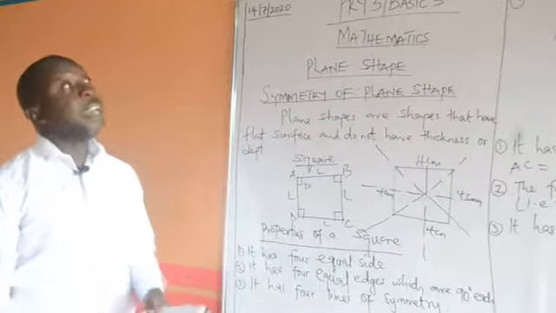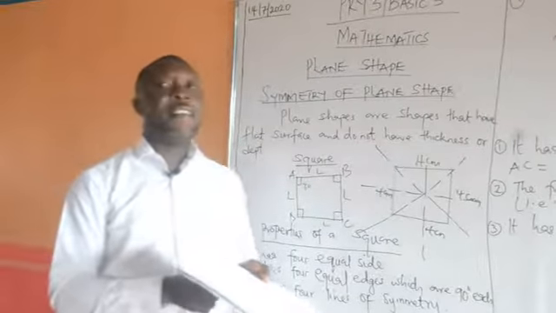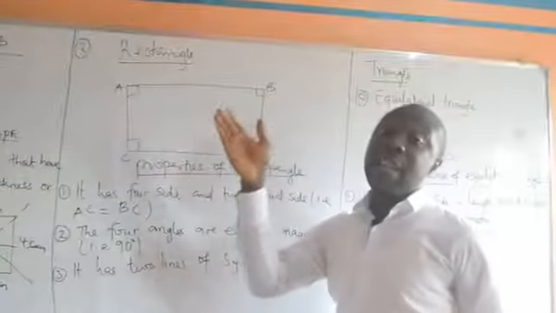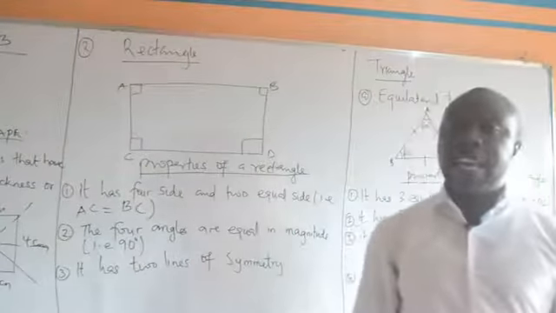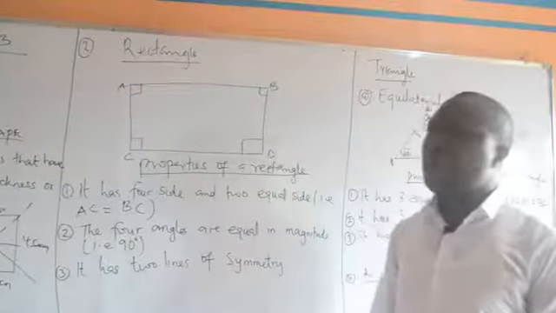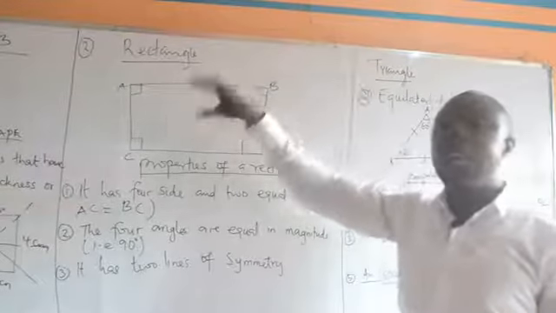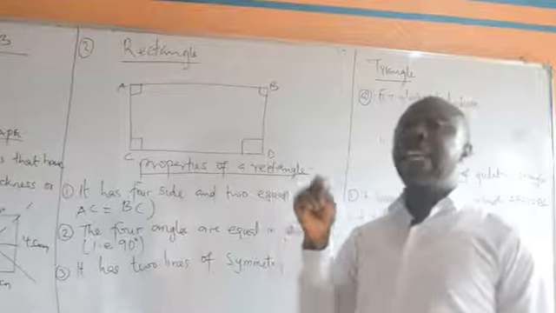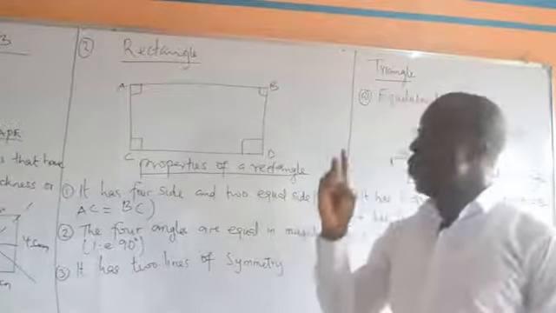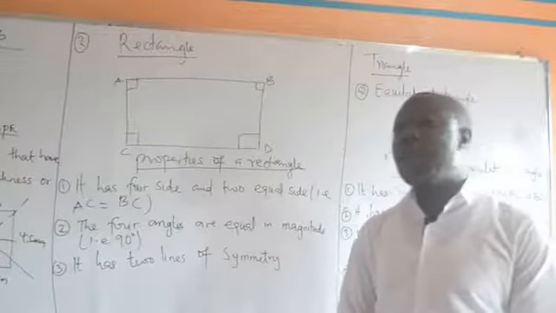Is that taken? Then the second plane shape that we're considering this morning is a rectangle. This is the diagram of a rectangle. And I believe almost everybody in this class is familiar with the word rectangle. You've heard the word rectangle and you can even identify the shape of a rectangle. So rectangle is also what? A plane shape. So a rectangle is a polygon with 4 sides.